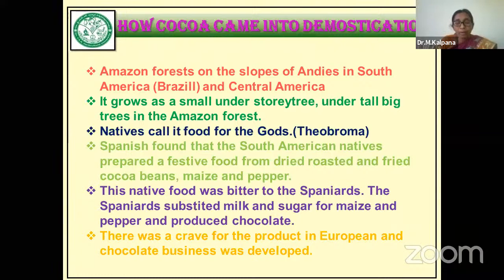But this is very bitter in taste. That's why these European people, the Spaniards, supplemented this maize and pepper with milk and sugar, and thus they produced chocolates. Thus there was a craze for the product in the European countries. Thus the chocolate business has been developed and dispersed to the entire world.